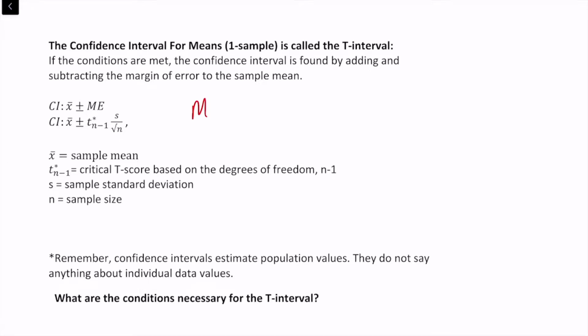So what is the margin of error? It turns out that it is your critical t-score, which has the symbol T star with a subscript of n minus 1. Star means critical, and the n minus 1 tells you the degrees of freedom. Then we multiply that by the standard deviation, in our case the sample standard deviation, divided by the square root of n. This is coming straight from the central limit theorem. As I said, X bar is your sample mean, T star is your critical t-score, which I'll show you how to calculate, S is your sample standard deviation, and n is your sample size.